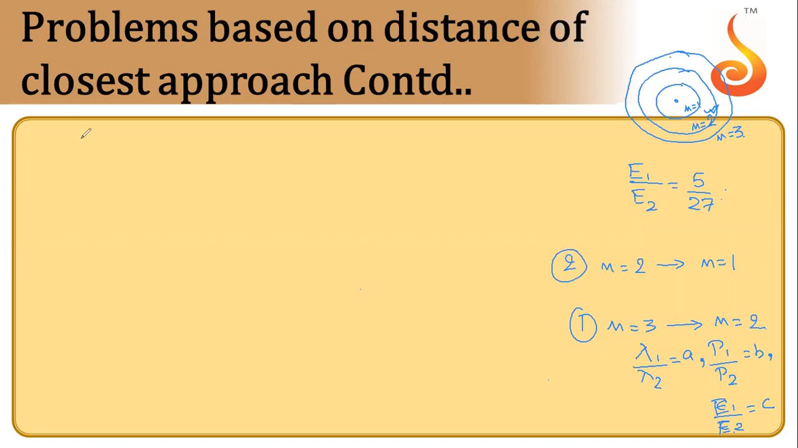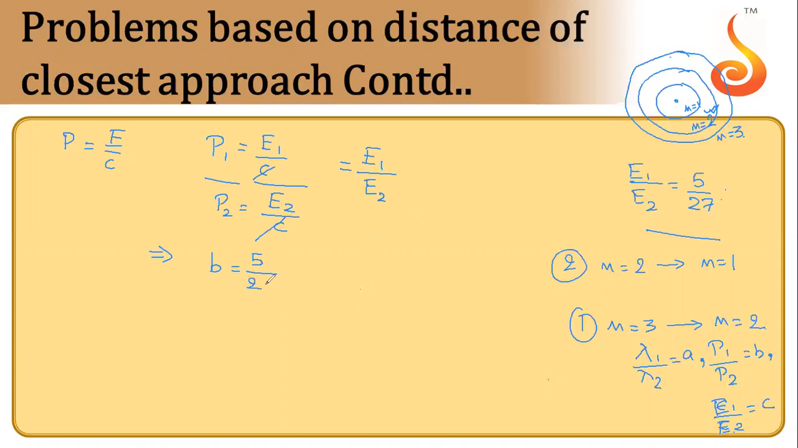Now we know this relation for a photon: momentum is E by c. So the momentum of the photon in the first case will be E1 divided by c, and the momentum of the photon in the second case will be E2 divided by c. Now we need to find the ratio P1 by P2. So divide these two, and c will get cancelled. You will get E1 by E2, and P1 by P2 is denoted by B. So B will be equal to E1 by E2, which we found as 5 by 27. So B will be 5 by 27. The value of B we have also found.